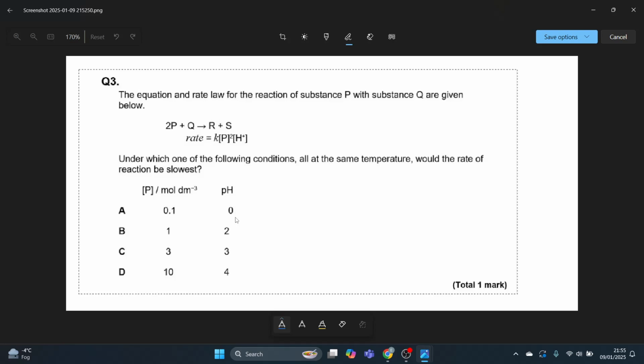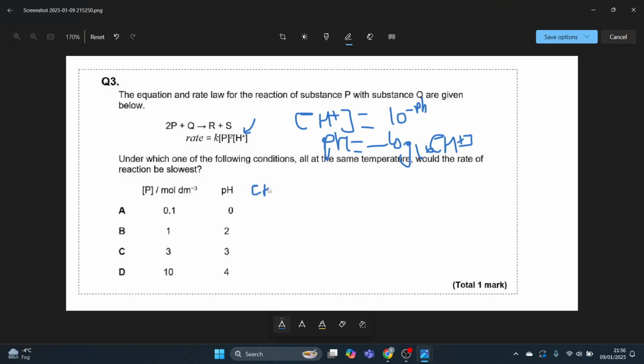Question 3, the rate equation for the reaction of substance P with substance Q is given below. That's the rate equation. Under which one of the following conditions, all at the same temperature, would the rate of reaction be slowest? Now obviously we've got the pH, we want the concentration of H plus ions. So the concentration of H plus ions equals what? Well, we know pH equals minus log 10 of the concentration of H plus ions. H plus ions is equal to 10 to the power minus pH. So it's just going to be 10 to the power.